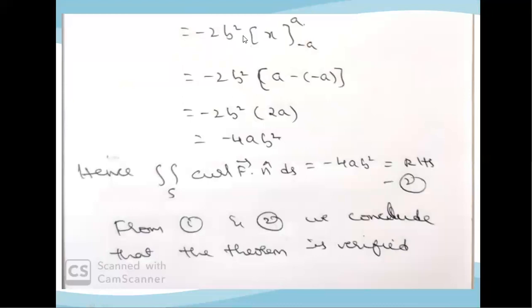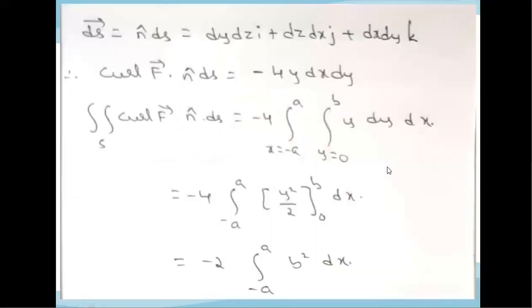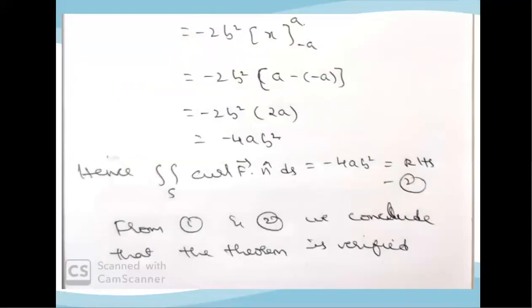Further, if you integrate, integration of a constant with respect to x is x. So minus 2b squared, apply the limits: a minus of minus a gives 2a. After simplification, you get minus 4ab squared. So the integral over the surface of curl vector f dot n cap ds is nothing but minus 4ab squared, which is the value of the RHS, denoted as equation 2. If we compare equations 1 and 2, in equation 1 we have minus 4ab squared, and in equation 2 we also have minus 4ab squared. Thus from equations 1 and 2 we can conclude that Stokes theorem is verified.